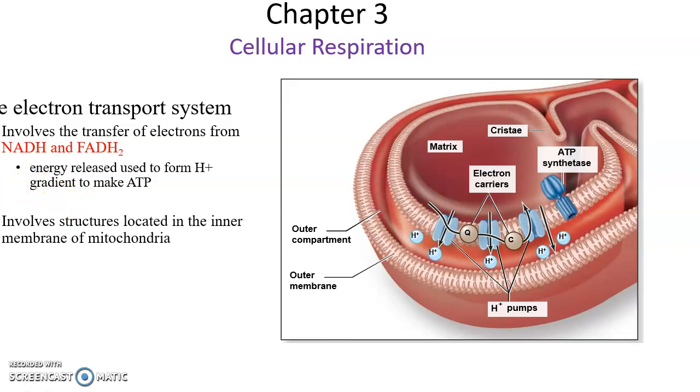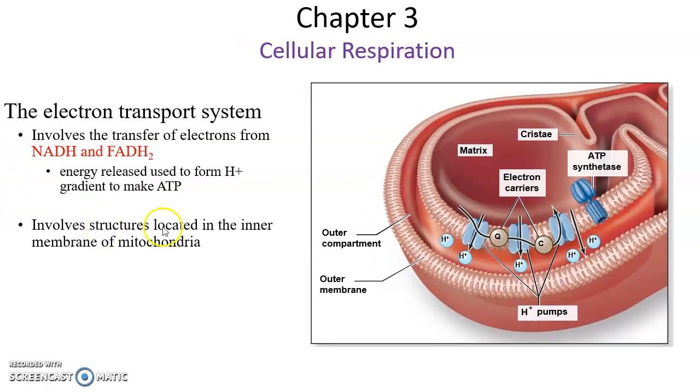From here, we move on to the electron transport system. The electron transport system is a series of enzymes found within the inner membrane of the mitochondrion. In the process, energy is released to form a hydrogen ion gradient, and that gradient will be used to make ATP. Again, hydrogen ion gradient: lots of hydrogen ions on one side of the membrane, very few on the other. That's a lot of potential energy that then gets used to make ATP. And again, all the important enzymes are found in the inner membrane of the mitochondria.